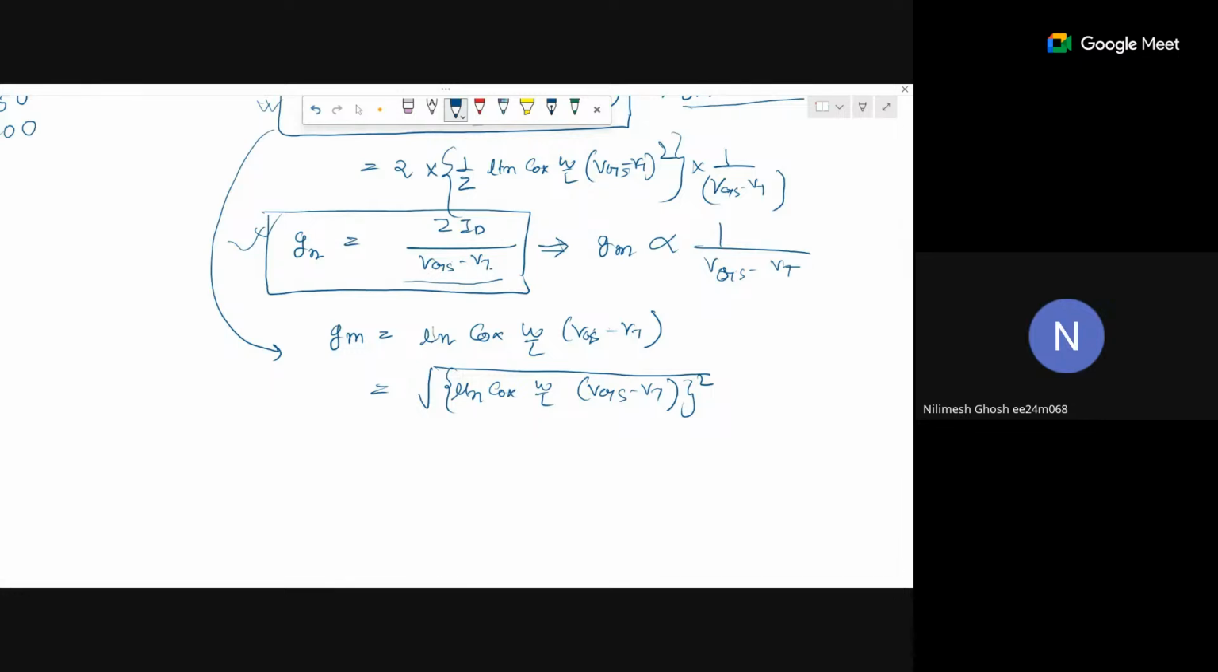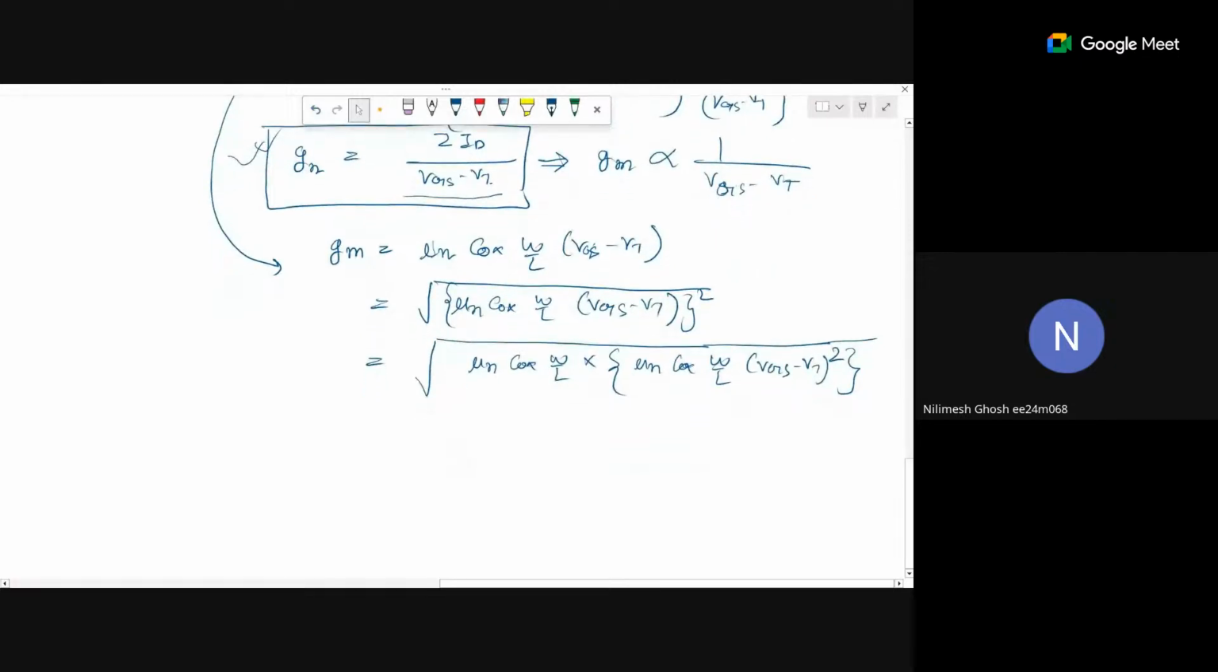Okay. Now see, if I write it like this: mu n Cox W by L into mu n Cox W by L, VGS minus VT whole square. Can I write like this or not? It was a square term, and I just take one square term outside. Yes, sir.